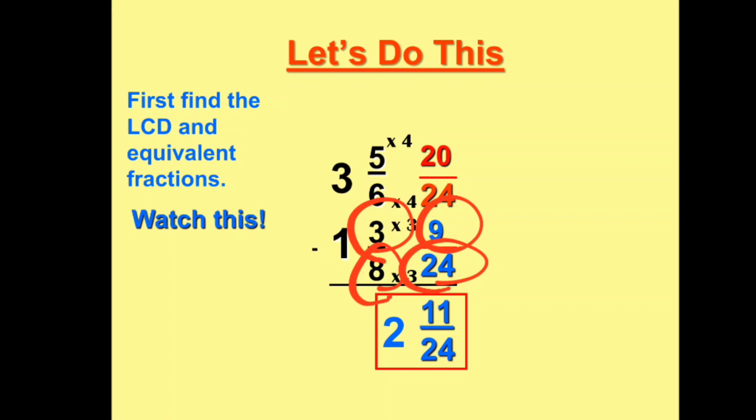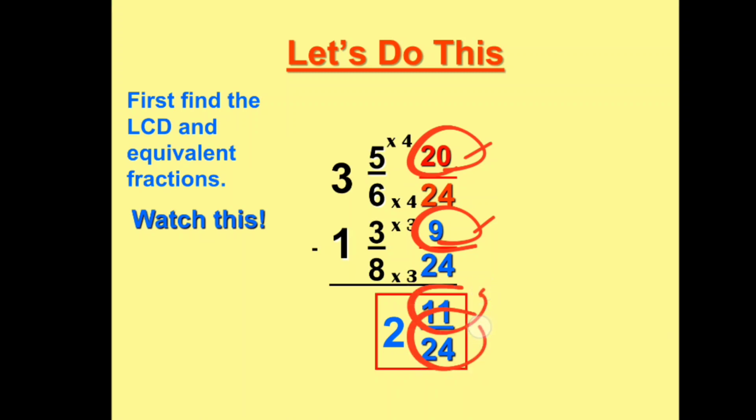Okay, so since we are done with this, we're just going to subtract 20 minus 9. The answer is 11. And then copy the denominator used already. And then for the whole numbers, again, separate them. So whole number is 3 minus 1, the answer is 2.